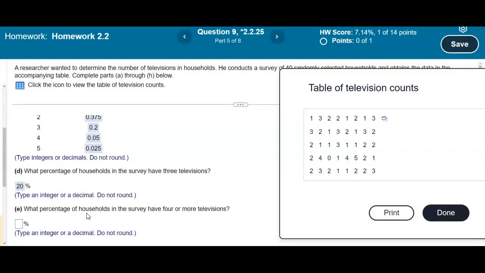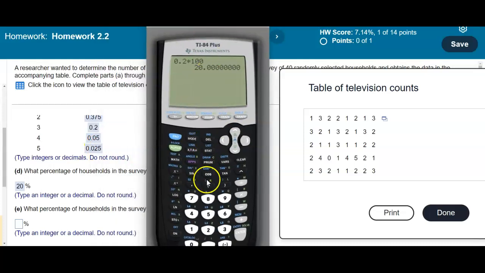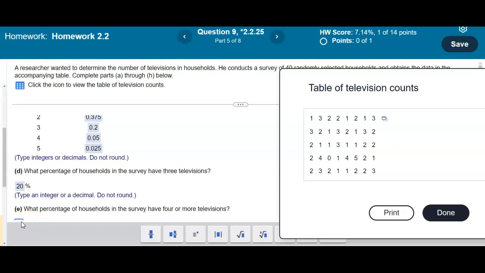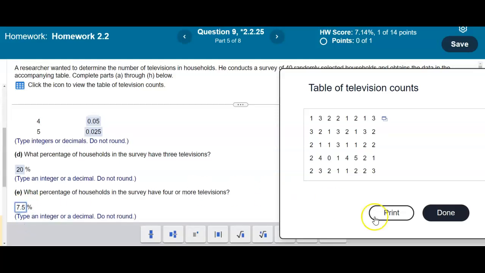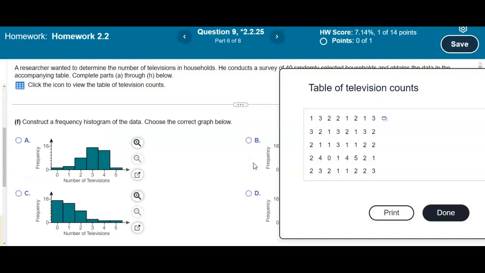Okay, now it says what percentage of households in this survey have 4 or more televisions? So 4 or more in this case is 4 and 5. So let's add these two first. We're going to take the two numbers, 0.05 and add 0.025, and that gives us 0.075. Now we want to convert this into a percentage. Remember, we need to multiply it by 100%. So if we multiply it by 100, that gives us 7.5%. It tells us to type an integer or a decimal and do not round, so we have 7.5%, and there is our answer.